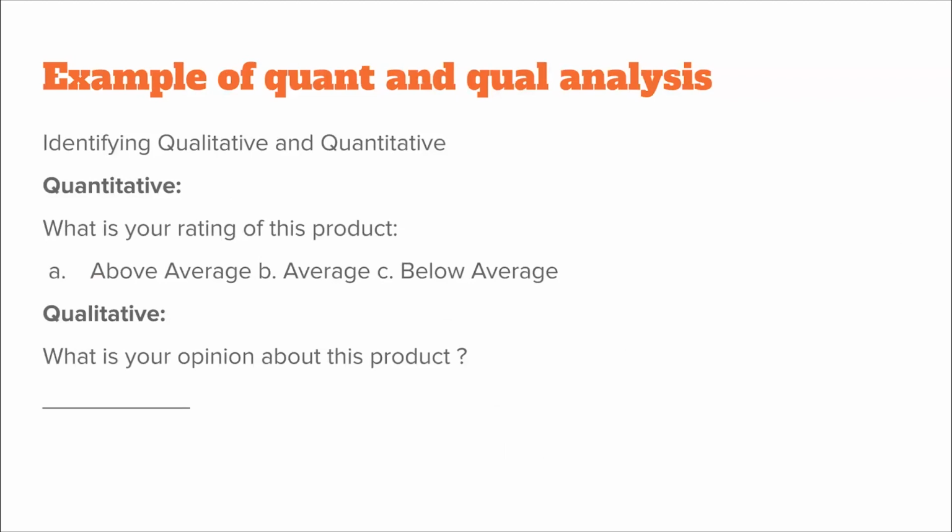So you ask a question from your respondent. Respondents are people who respond to a survey or a set of questions. You ask, what is your rating of this product? And you give them options like above average, average, below average. That is quantitative analysis, meaning you can categorize and quantify: 20 people said above average, 30 said average, while 50 said below average.